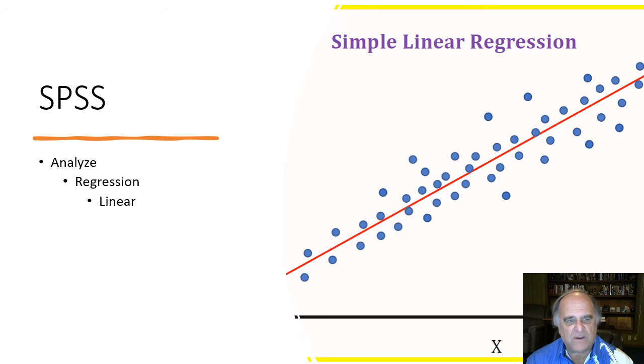So again, we're dealing with simple linear regression. With simple linear regression in SPSS, it's pretty straightforward. You just go to your menu at the top, you click or hit Analyze. You'll see a number of options. You hit Regression, and then you hit Linear. Okay, so it's Analyze, Regression, Linear in SPSS.